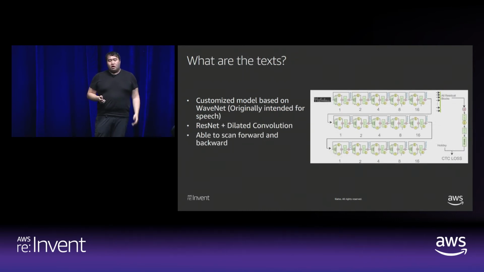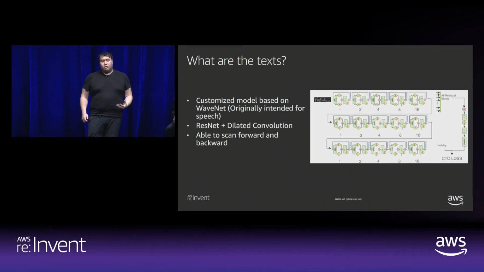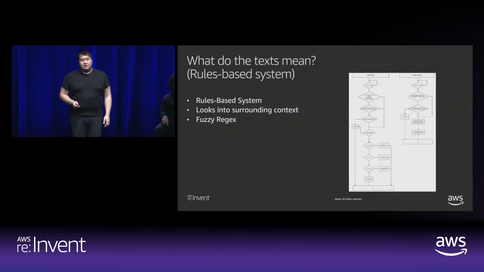The second part is, where are the texts? We have a customized model based on WaveNet, which is originally intended for speech. However, we're able to modify that and adapt it to a sequence of pixels, which end up being the words that are being read. Now, the last part is, what do the texts mean?